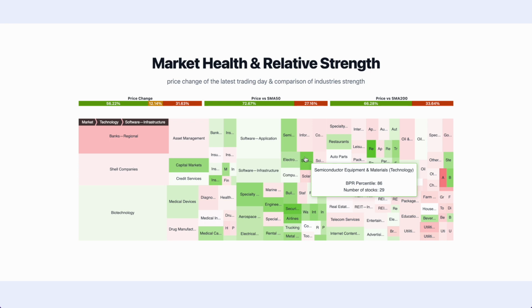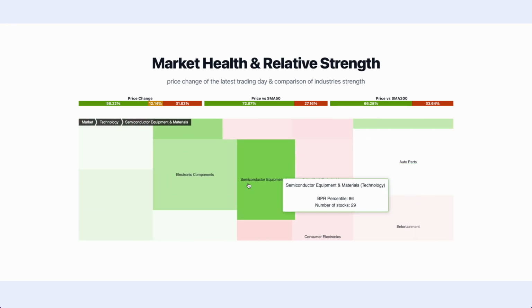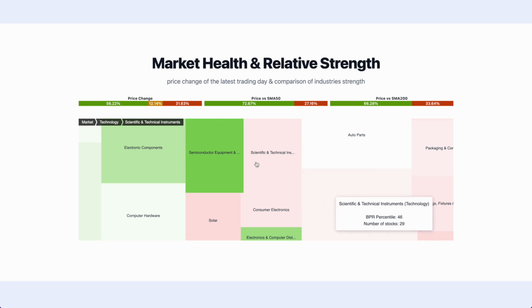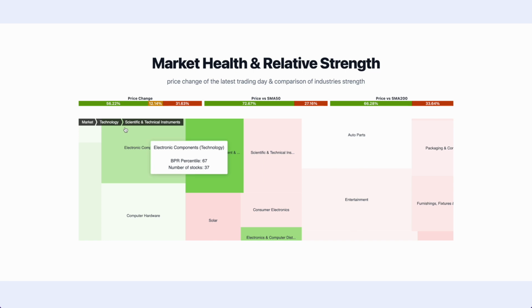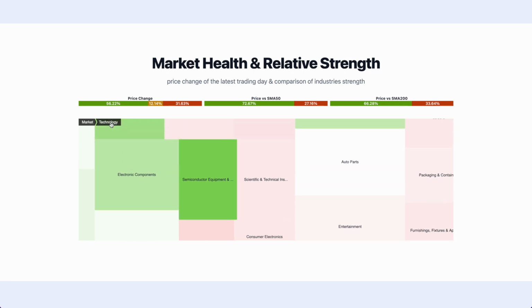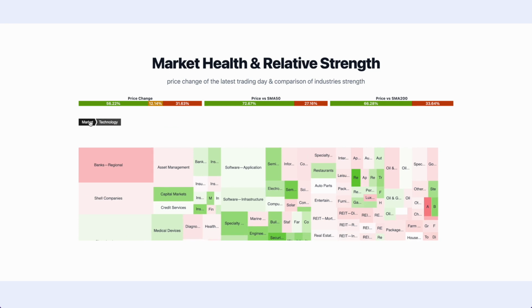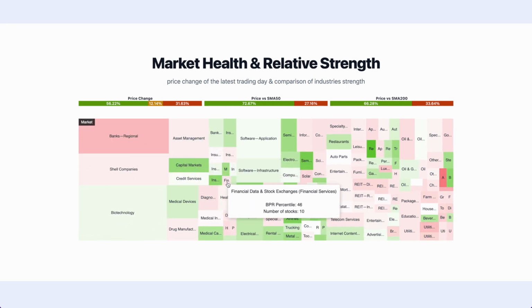Moving on, we have a tree map visualization of industries, which presents a color-coded snapshot of the base performance rating, or BPR, across different industries. Greener boxes signal higher BPR, indicative of strong momentum and potential uptrends, whereas redder ones suggest lower BPR, possibly hinting at weaker momentum or downtrends. You can mouse over each box to see the full name of the industry and the number of stocks it represents. This feature provides a handy way to visualize the relative strength of various industries in the market at any given time.